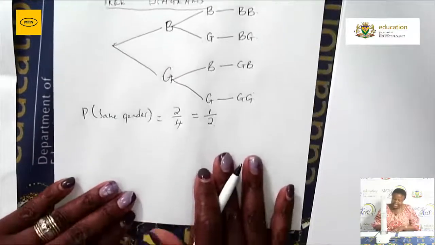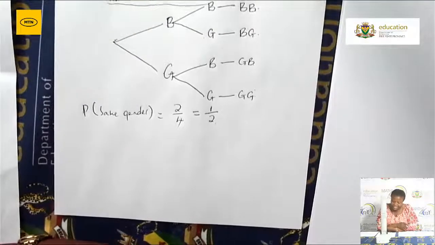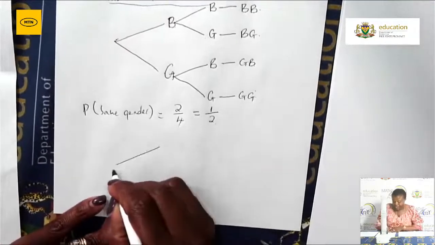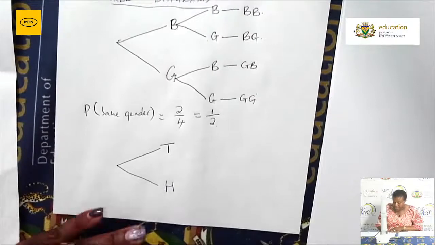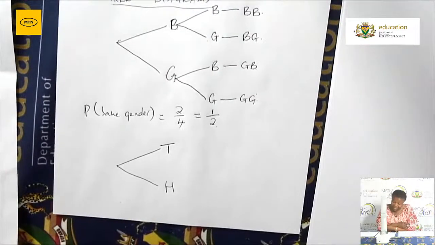And then the other example that I can make is tossing a coin. When you toss a coin, the outcomes that you get for the first attempt, you either get a tail or a head. And then if you toss it for the second time again, it is only one coin.